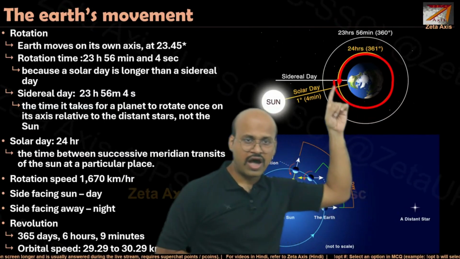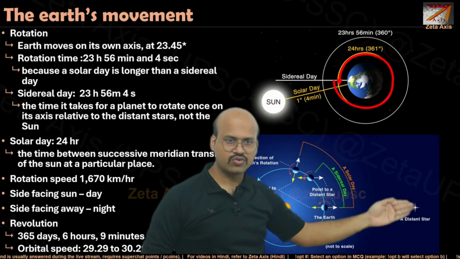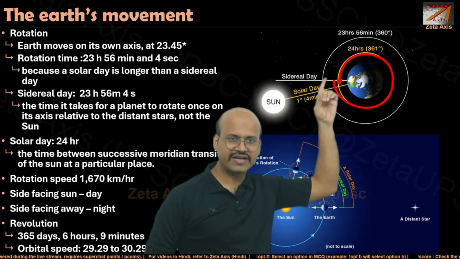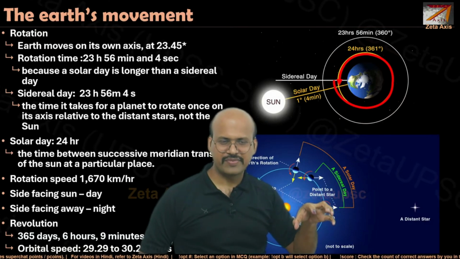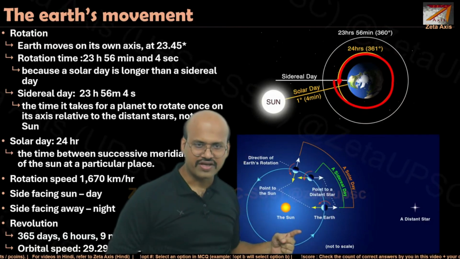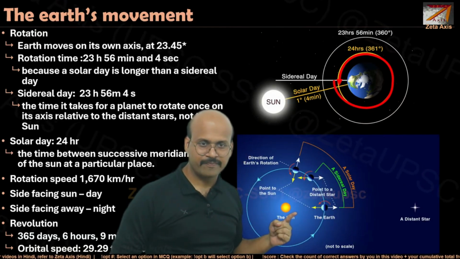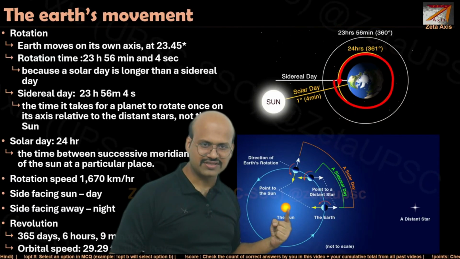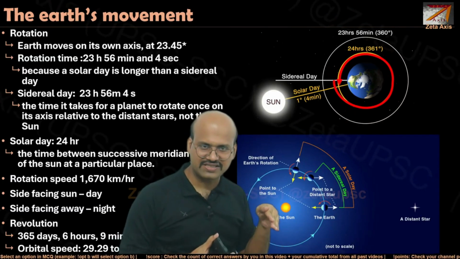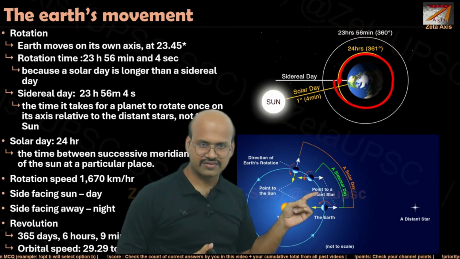Now, how is this measured? This is measured with respect to a distant star. So this is one complete 360-degree rotation on its own axis. But because we are revolving around the sun, the region pointing towards the sun, that is directly beneath the sun, will change because of our revolution.